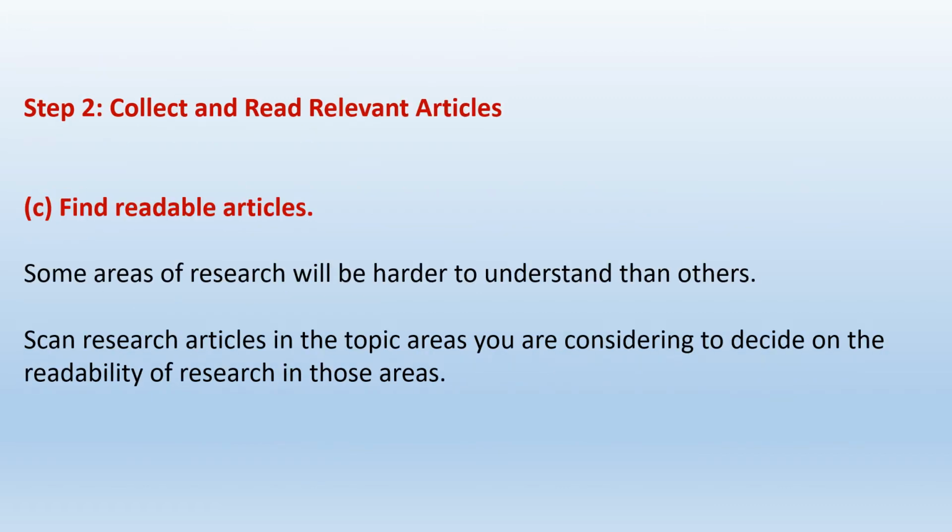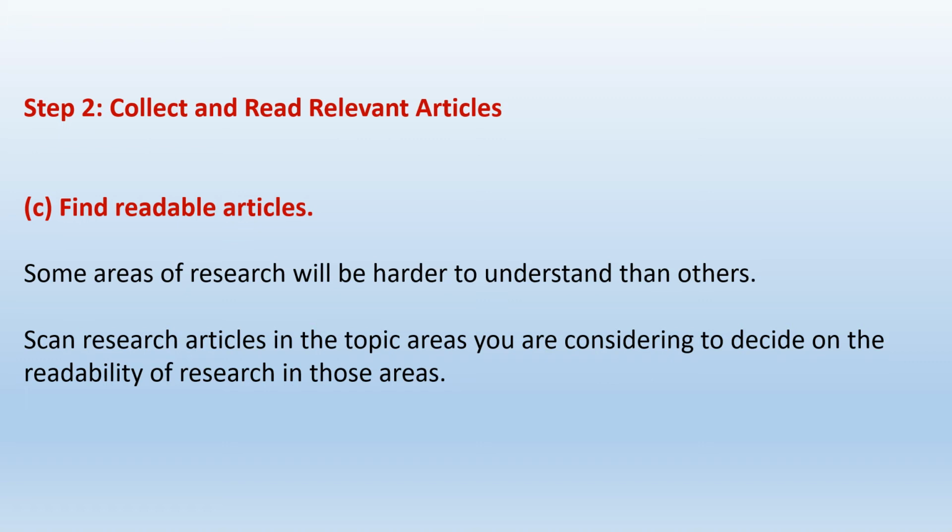Okay. Then find readable articles. Some areas of the research will be harder to understand than others, so you have to look for some easily digested information. Some of the articles will be very difficult to understand. Some of the authors may be high level experts. Their wordings, their language may not be understandable. So you have to find some article which is easy to understand. If the researcher is able to understand, he will be able to write it in a simpler way so that the common man will be able to understand.